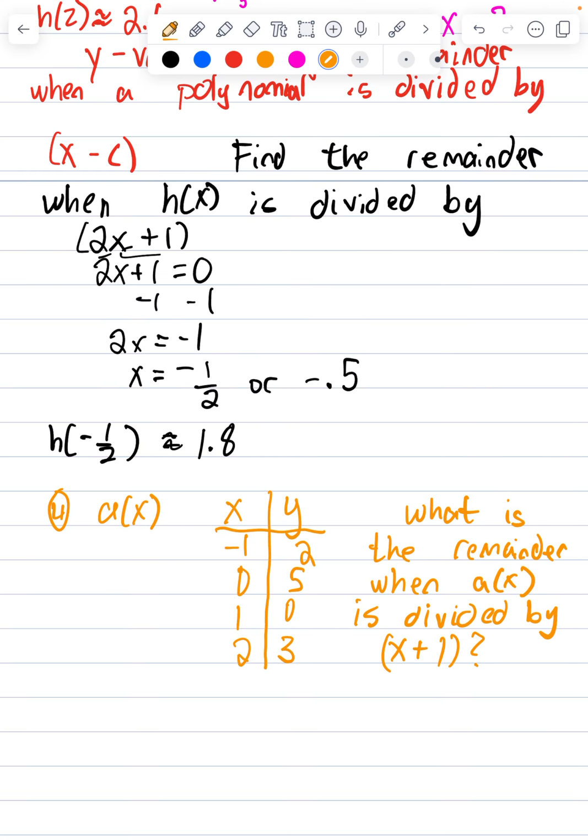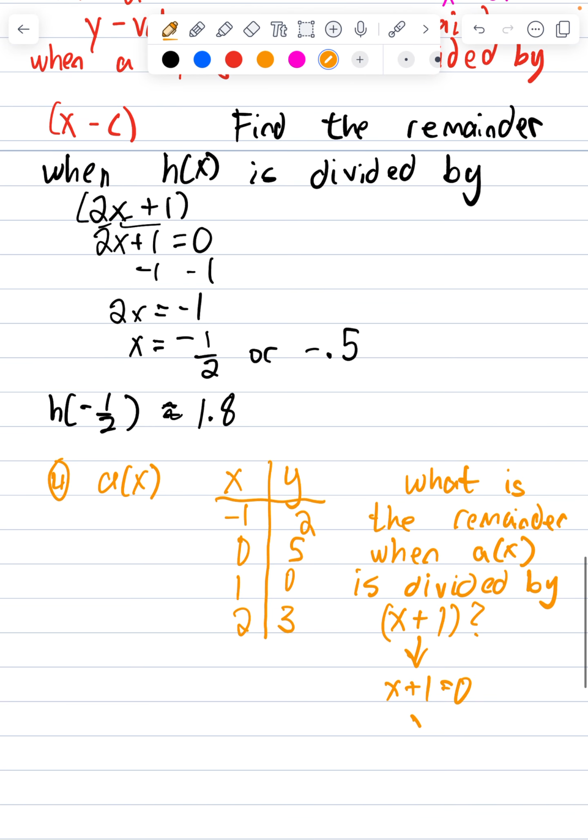Again, you find what x is here. You set x plus 1 to 0 and get x equals negative 1. Remember, your remainder is your output. What is my output when x is negative 1? Let's look at the input-output table. It's 2. So a of negative 1 equals 2.